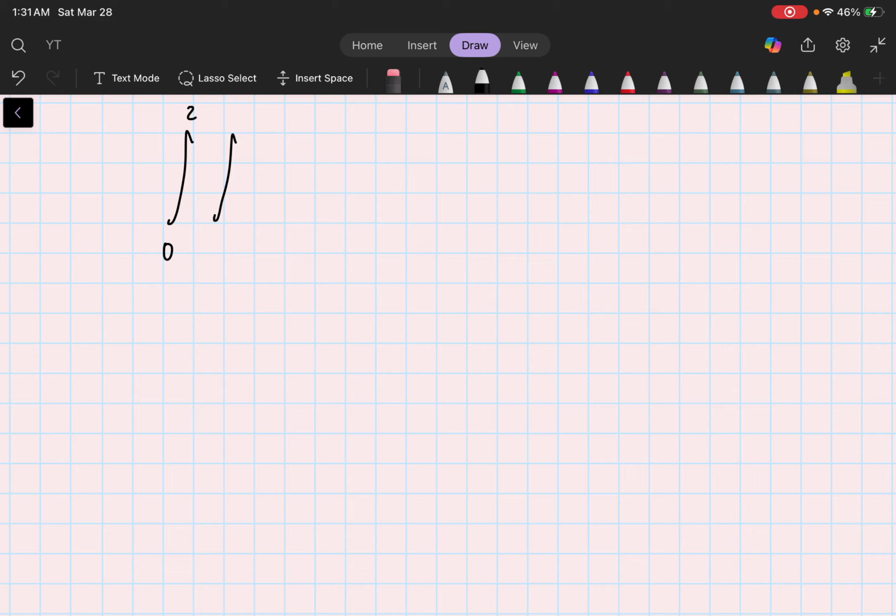0 to 2, and then 1 to 3, x times y squared, dy dx. I'm going to solve this in two ways if it allows me to. So essentially, we see here that we have two variables. Now we have dy and dx.